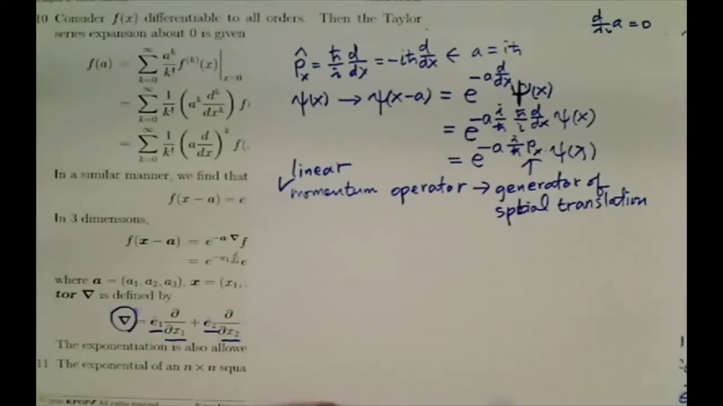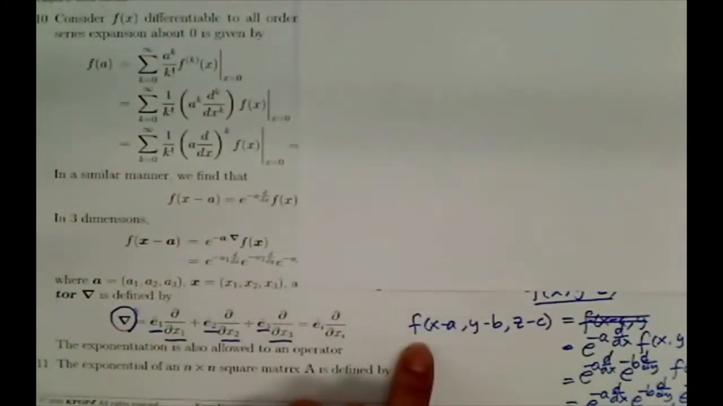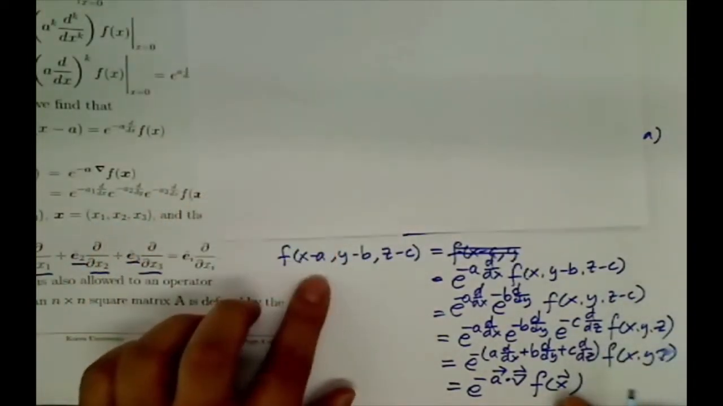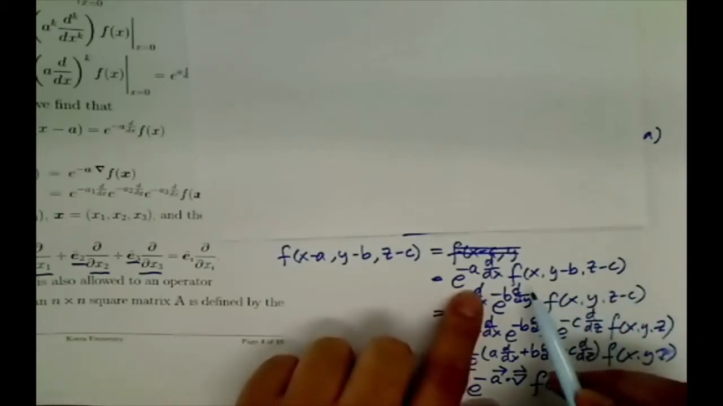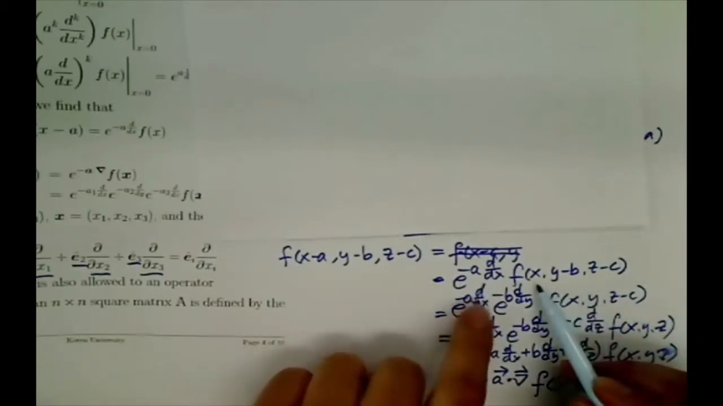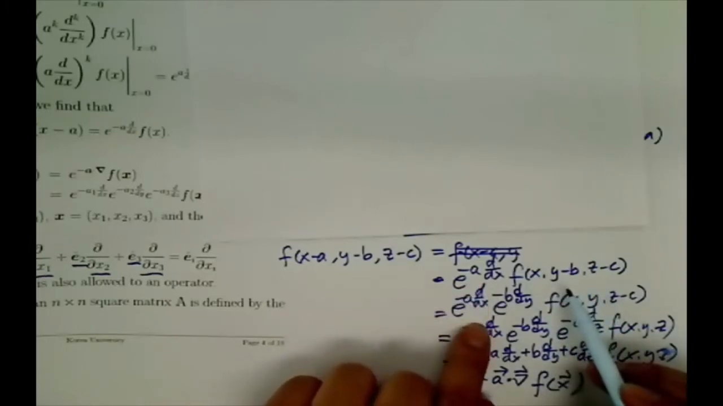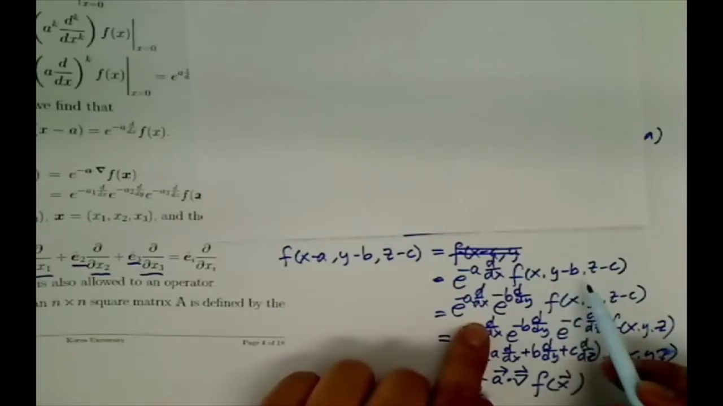We can extend this method to three-dimensional cases. Suppose that we want to find the shifted value of f, a function of x, y, and z. If I want to shift this function from the original f of x, y, z, then what I can get is this, shifting x by minus a. And then y minus b indicates that this function can be obtained by shifting y by minus b. That is this.